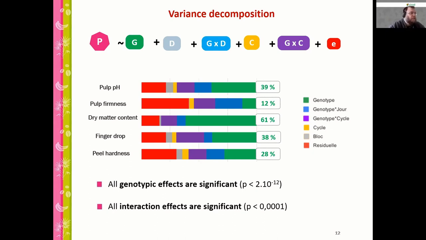So the traits are genetically controlled, but with a lot of variation. We can see that for dry matter content, we have 61% of variability that could be explained by genotypic effects, but only 12% for pulp firmness. For this trait, it's not exceptional, because fruit firmness is really impacted, for example, by the altitude. All the genotypic effects are significant, but all the interaction effects are also significant.